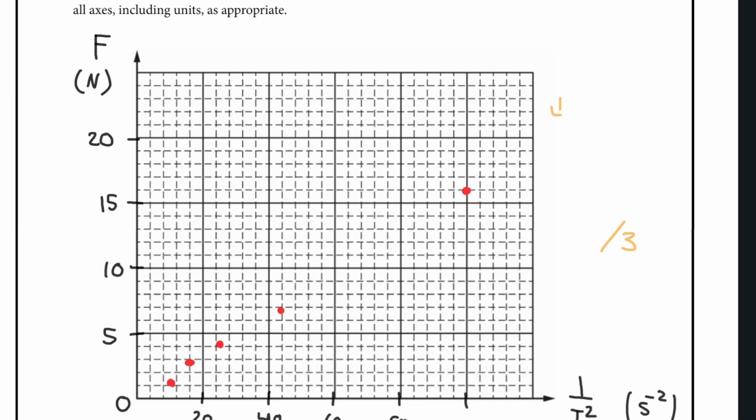You get 1 for your axes. So you scale it properly and you use correct units. Do not forget the units. You get 1 point for plotting the points. And then you get 1 point for drawing an appropriate best fit line. So I actually saved that for doing it right now because I just want to give some tips there.